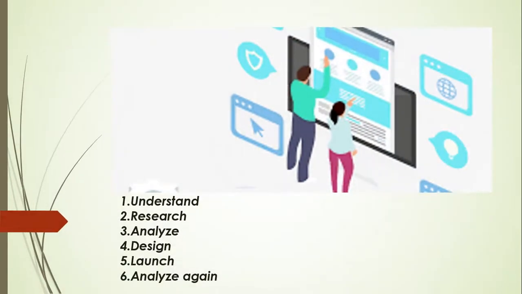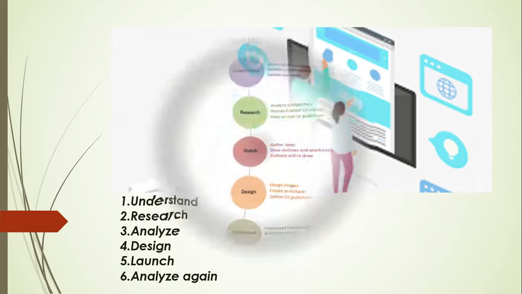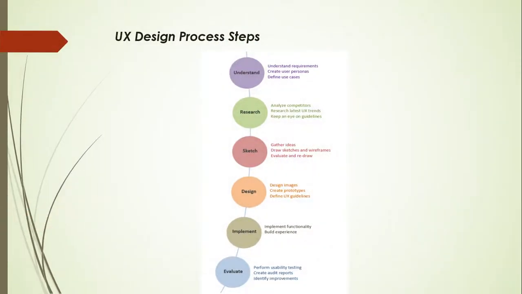So first one is the UX design process. There are several steps, 6 steps are there. One is understand, second one is research, third one is analyze, fourth one is design, fifth one is launch, and sixth one is analyze again. So we will see one by one in the next slide. So, UX design process steps. Here we can see there are 6 steps.